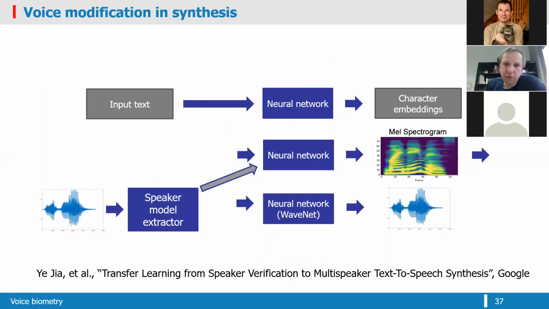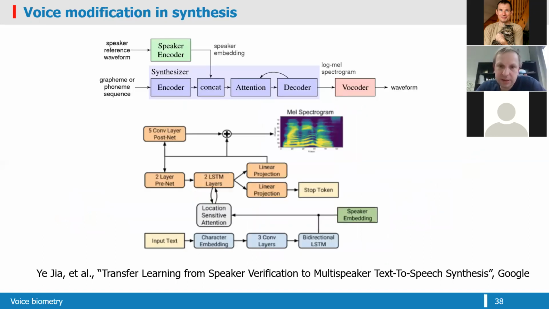So, what if you want to change the voice? Usually it's not difficult. You can take a speaker model that was extracted exactly in the same way as for voice biometry, and you can concatenate this model with the input to one of the neural networks and train the system. After that, you can change the voice of the synthesis. Again, here is the detailed architecture. Before the attention layers, you are concatenating the content embeddings with the speaker embedding and sending it forward.